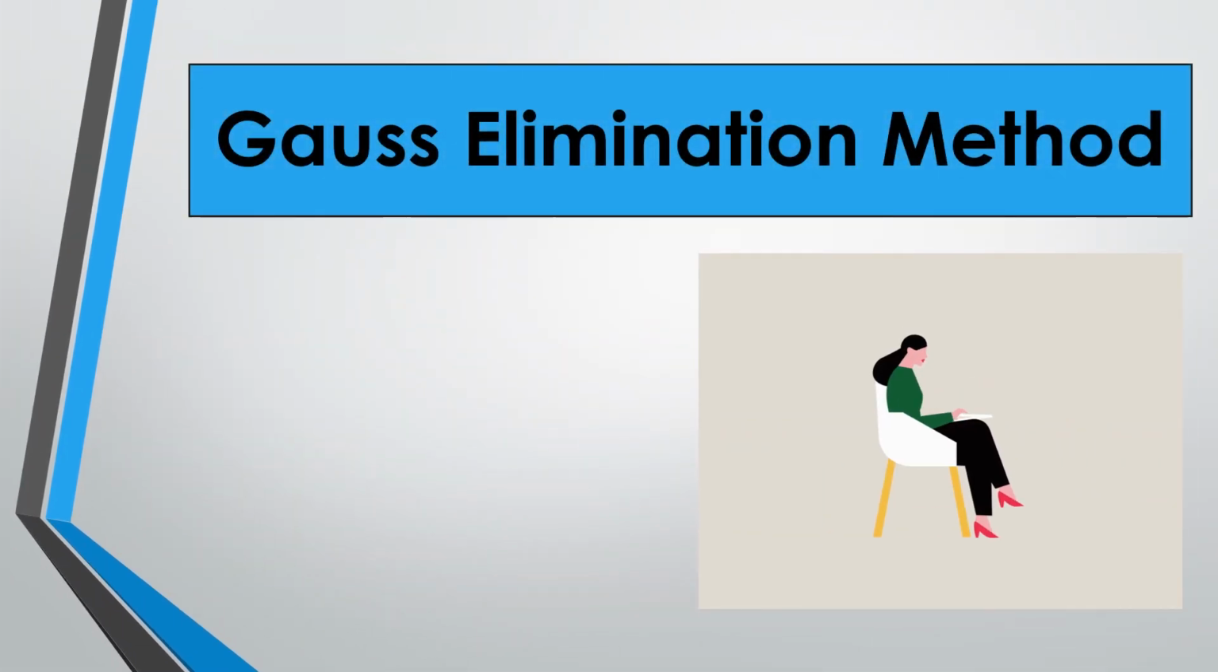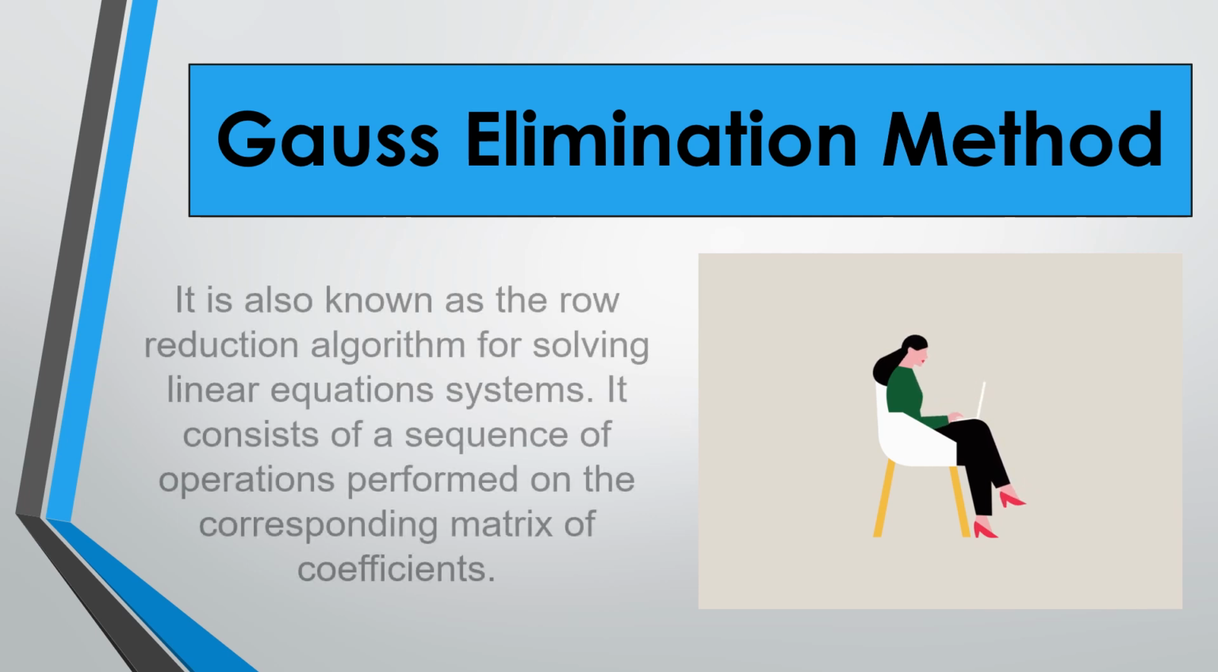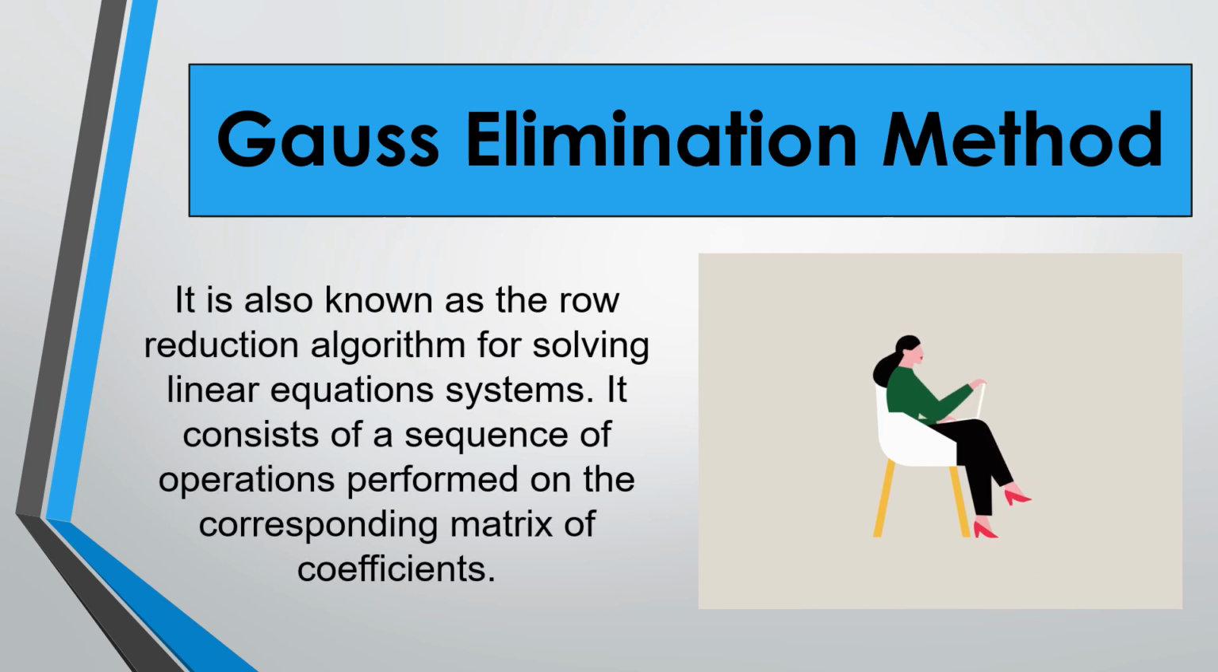What is Gauss elimination method? It is also known as the row reduction algorithm for solving linear equation systems. It consists of a sequence of operations performed on the corresponding matrix of coefficients. To perform row reduction, we have to complete a sequence of elementary row operations to transform the matrix till we get zeros on the lower left-hand corner of the matrix as much as possible. That means that the obtained matrix should be an upper triangular matrix.